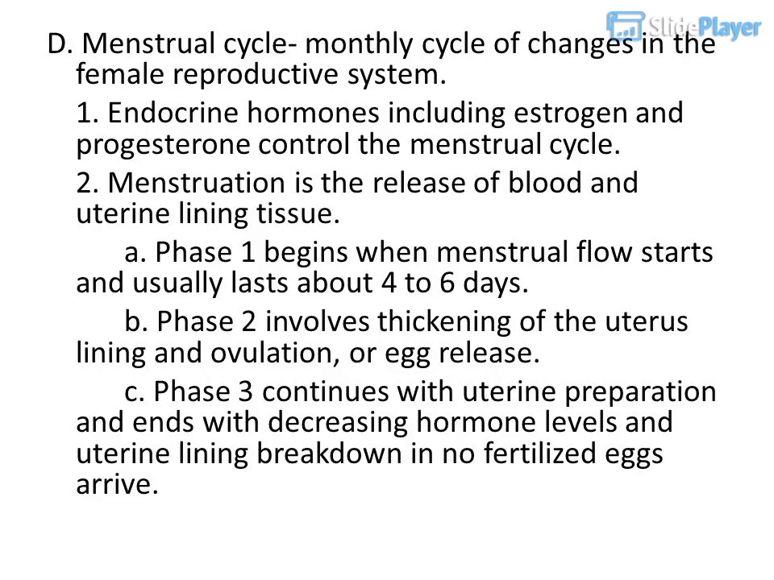Menstrual cycle. A monthly cycle of changes in the female reproductive system. 1. Endocrine hormones including estrogen and progesterone control the menstrual cycle. 2. Menstruation is the release of blood and uterine lining tissue.